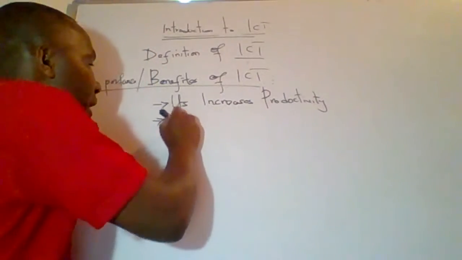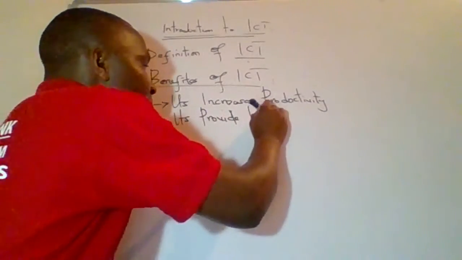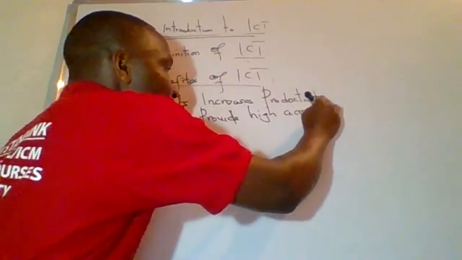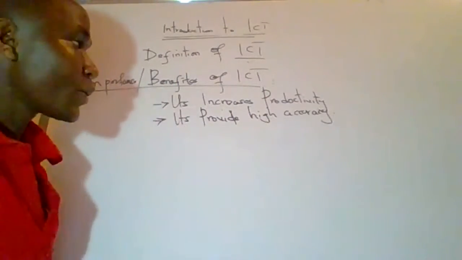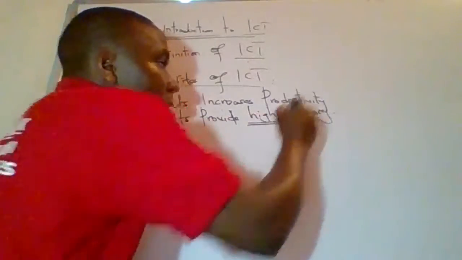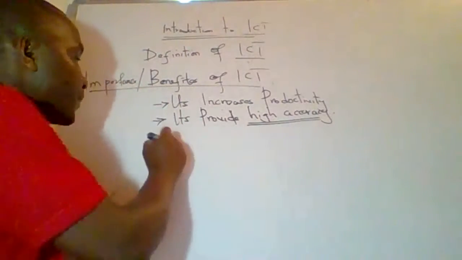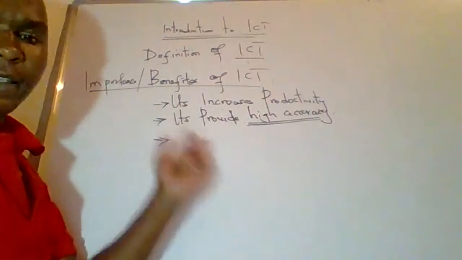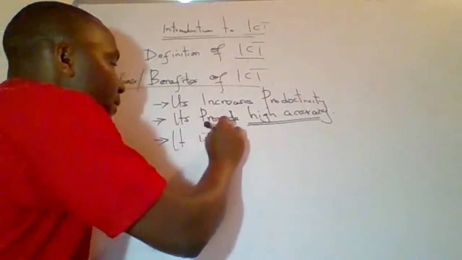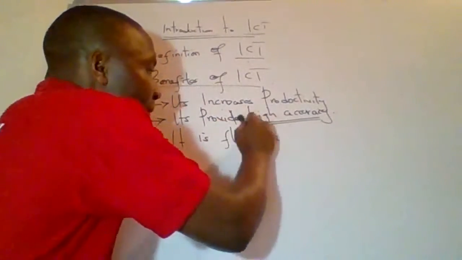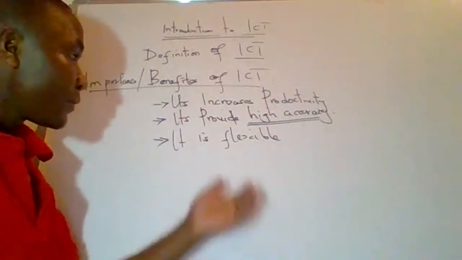So the next one you say it provides high accuracy. The use of a computer has minimal errors. It is not like a human being, so the chances of getting errors using a computer are very small. The next benefit of ICT, you say it is flexible. That is why I told you, for benefits, you don't need to open the ICT book. We just have them.